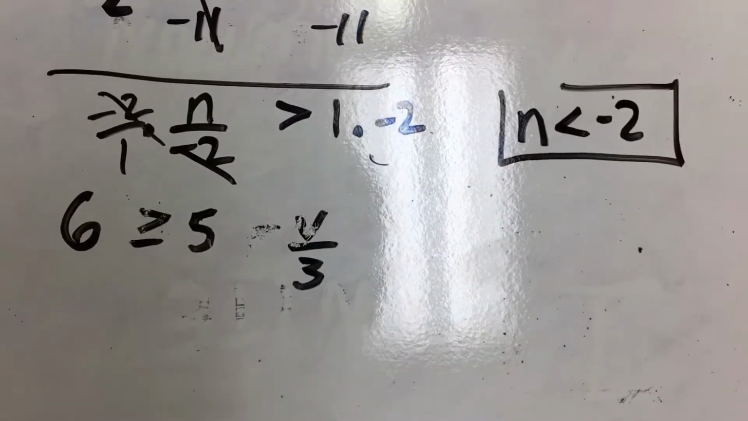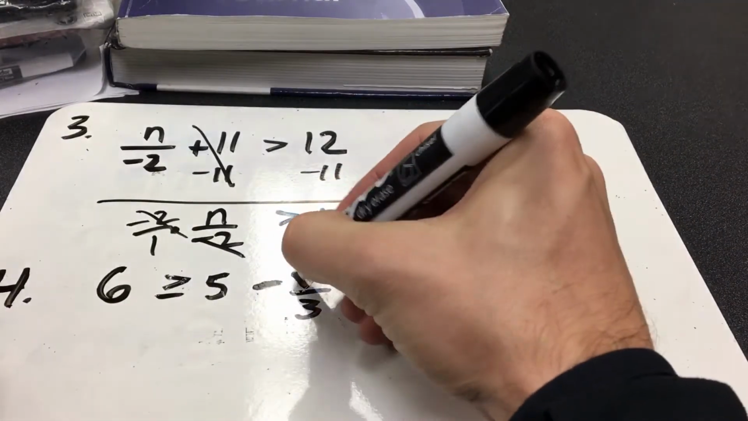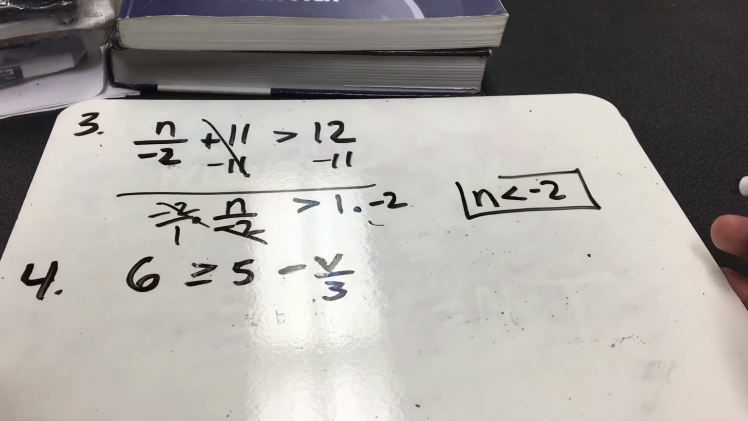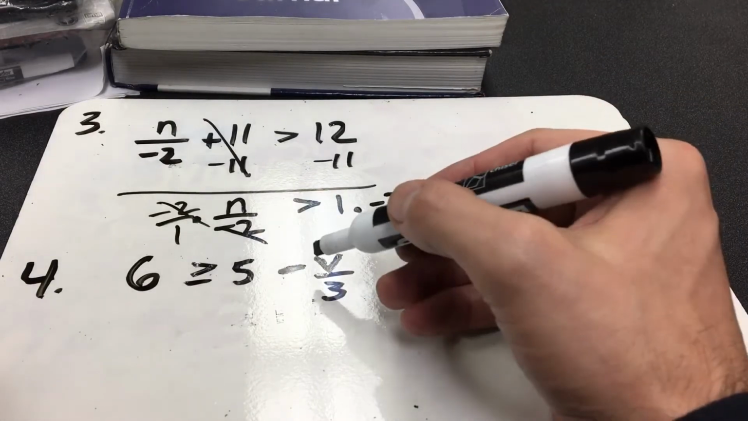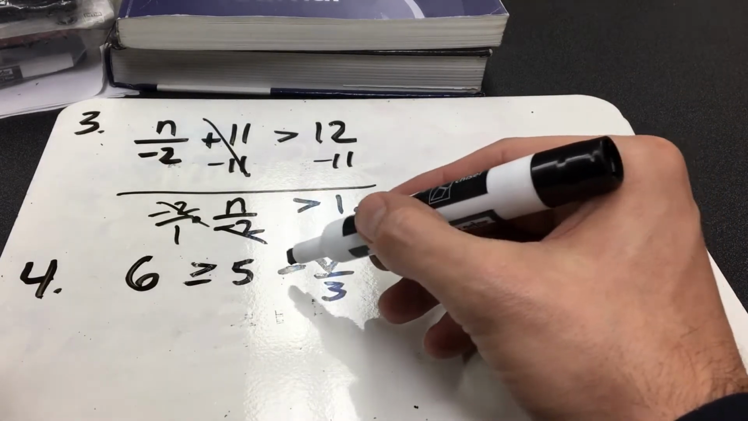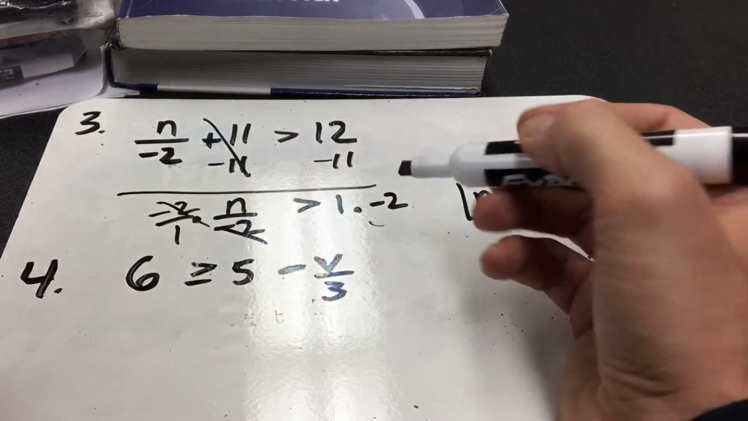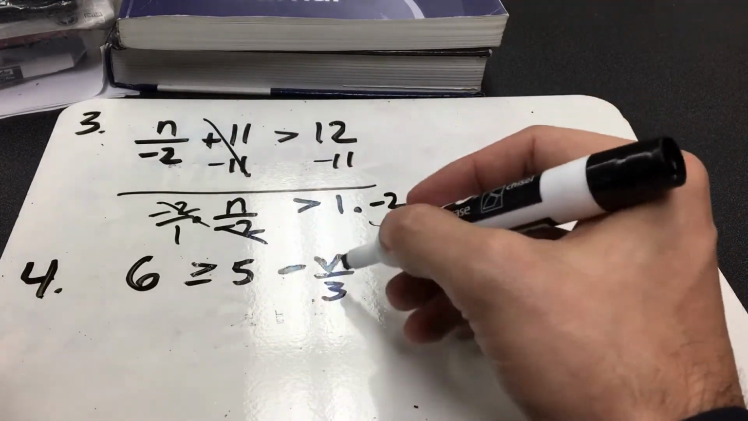This one got kind of wiped out by my board. I think this is a minus v. If it wasn't, I'm just going to act like it was. So the v is being kind of divided by negative 3. We have this 5 here. I want to get rid of the 5 first. I'm going to save the variable for last.